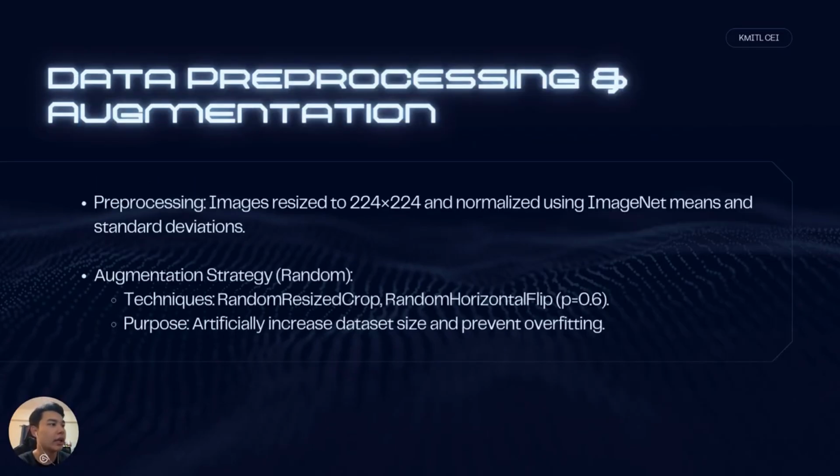Moving on, here is our data preprocessing and augmentation. To prepare the data, every image is resized to 224 by 224 pixels and normalized using the ImageNet means and standard deviations. We also apply random transformations, especially random resized crops and random horizontal flips, with a 0.6 probability. The goal is to increase dataset variety and reduce overfitting, which helps the models learn to recognize cats even with slightly different poses or lighting.